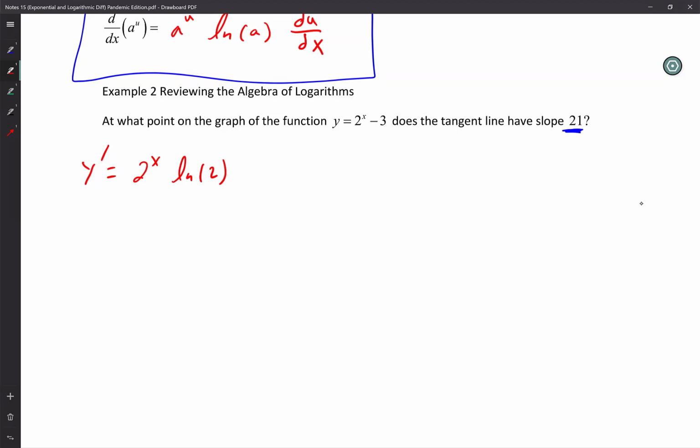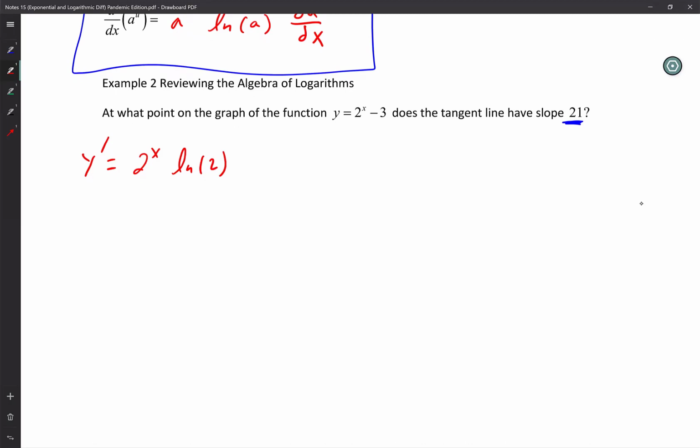Cool? Everyone okay, guys? Okay. Correct. All right, you can write it times 1. And now I'm going to set that equal to 21. So now we're going to solve. And you don't have a calculator, guys, so we're going to have to do all this by hand. So 2 to the power x ln of 2 equals 21. I'm trying to solve for an x value because I wanted a point. So here we go. Divide by ln of 2. So 2 to the power x equals 21 divided by ln of 2.